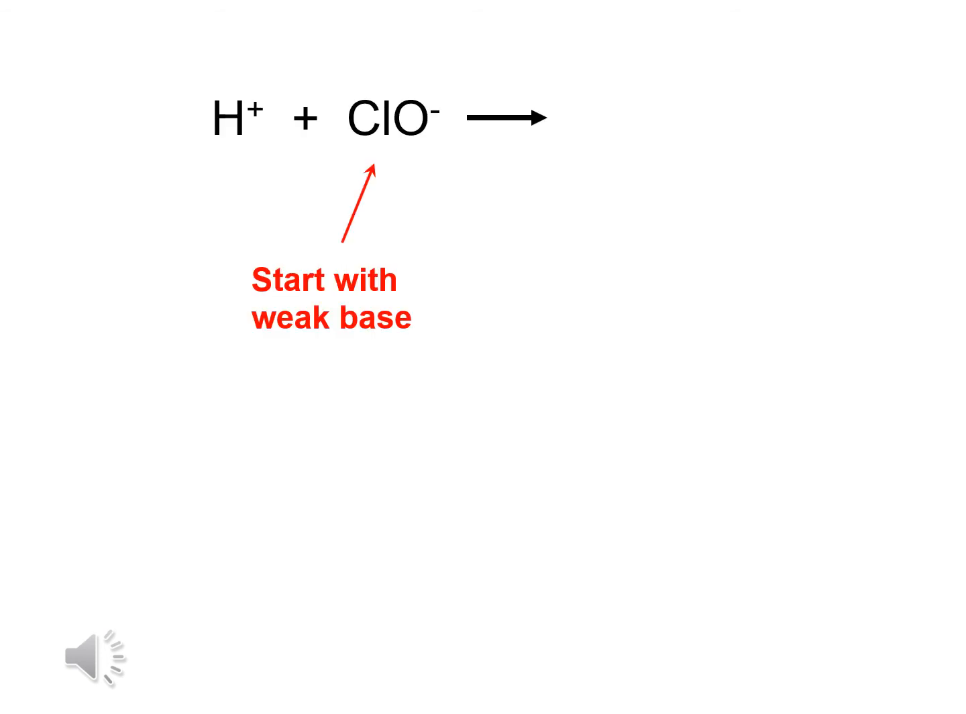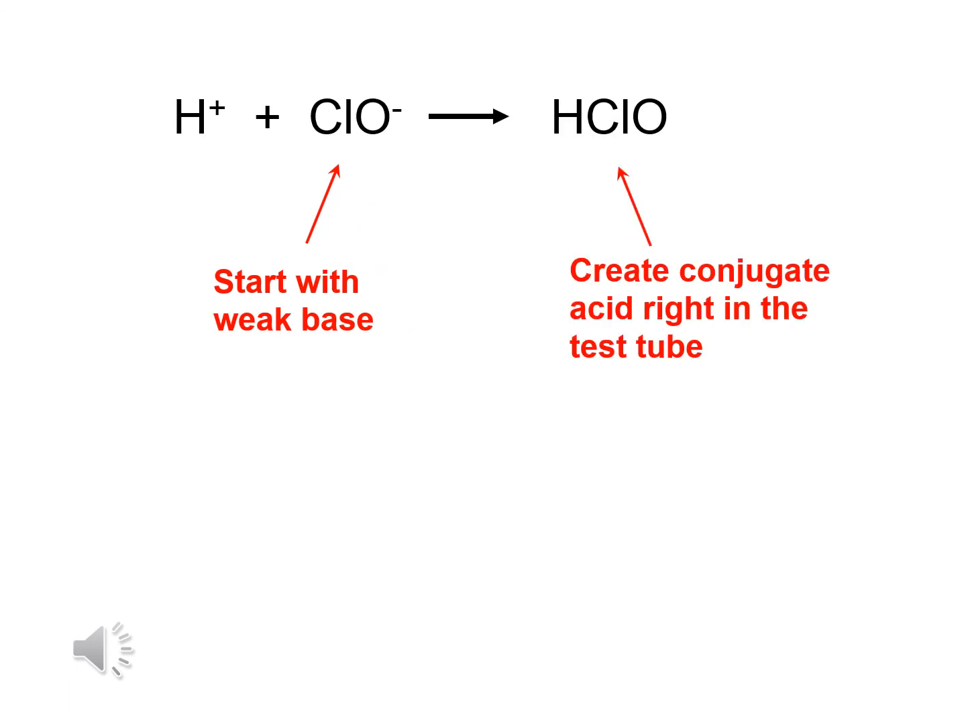If you start with ClO minus and you add an acid to it, the acid is going to stick to the ClO minus, and it's going to generate the other component, the weak acid, right in the test tube. And you stop when you get the correct pH.